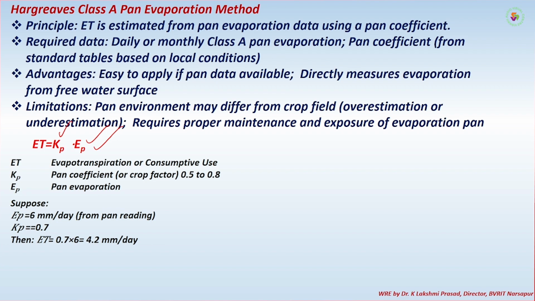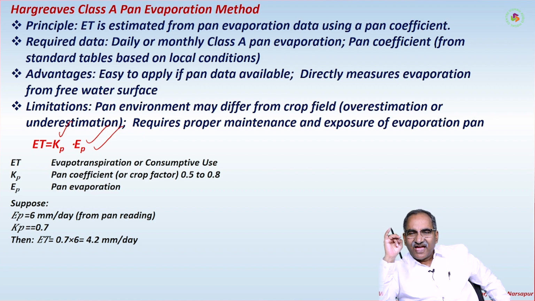Please tell me. One is the Blaney-Criddle method. What is the salient point of the Blaney-Criddle method? What does it depend on actually? Tell me the factors for the Blaney-Criddle method. Number of daylight hours and mean monthly temperature.